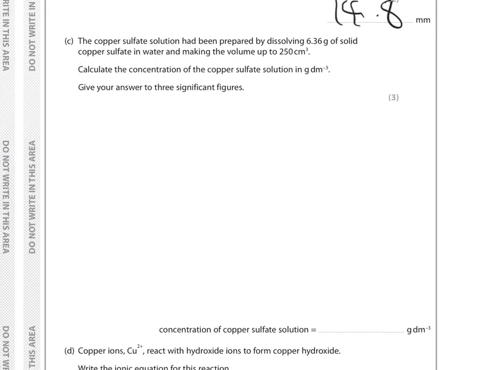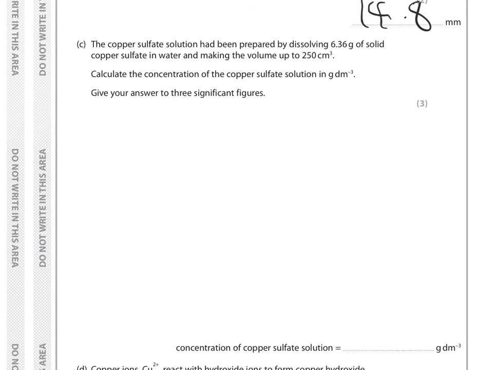Okay, the next part of the question says the copper sulfate solution has been prepared by dissolving 6.36 grams of solid copper sulfate in water and making the volume up to 250 centimetres cubed. Calculate the concentration of the copper sulfate solution in grams per decimeter cubed. Well, and then it says give your answer to 3 significant figures, and I'm just going to underline that to remind me.